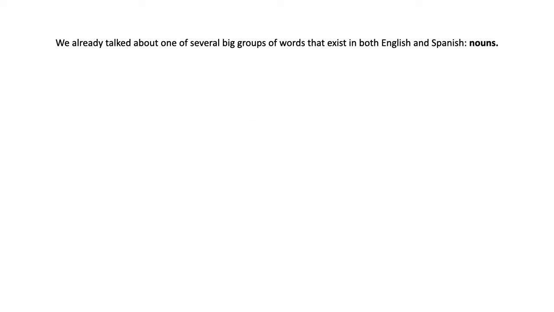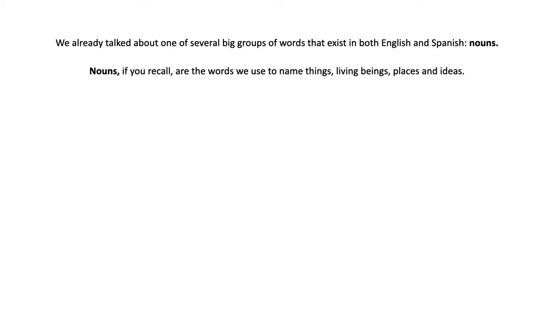So we already talked about one of several big groups of words that exist in almost all languages, and particularly in English and Spanish. They are called nouns, right? And if you recall, nouns are basically names, both specific names and general names, and we use them to refer to all the things that exist. Things, living beings, places, ideas.